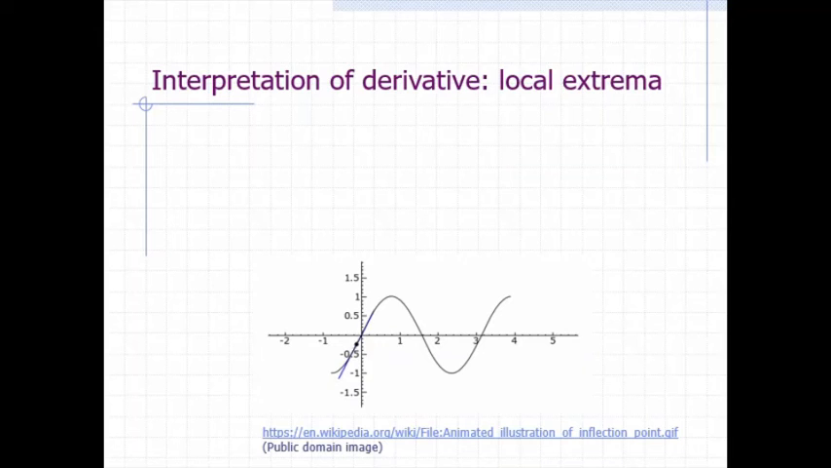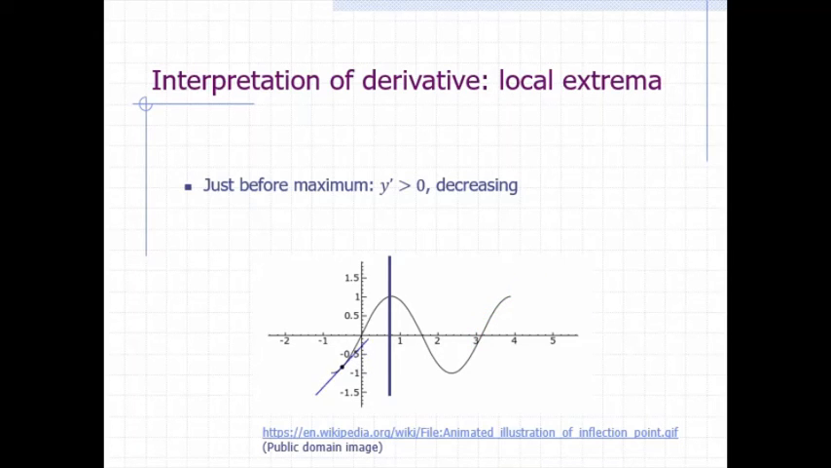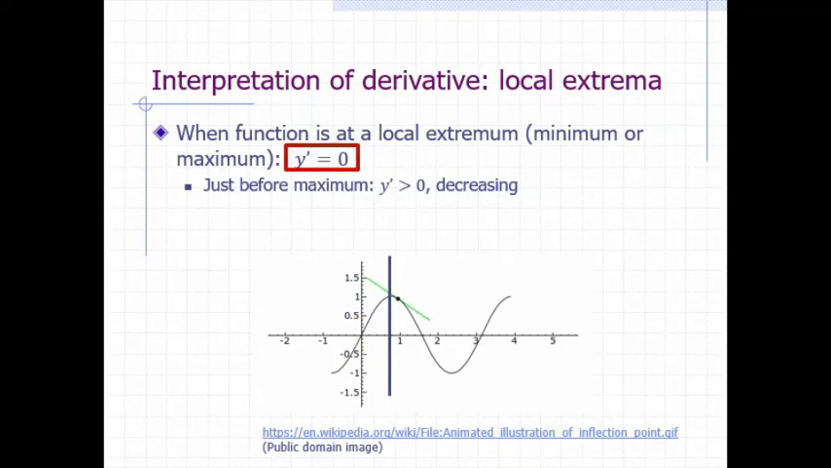We can see that the function peaks here. We call this location a local maximum. We say local because we don't know if the function has a much higher peak somewhere else. To the left of this location, we can see that the slope of the tangent line is positive, but the slope is decreasing. It's getting less and less steep as you approach the peak. The tangent line becomes flat when you're at the peak, so the derivative at the peak is 0.